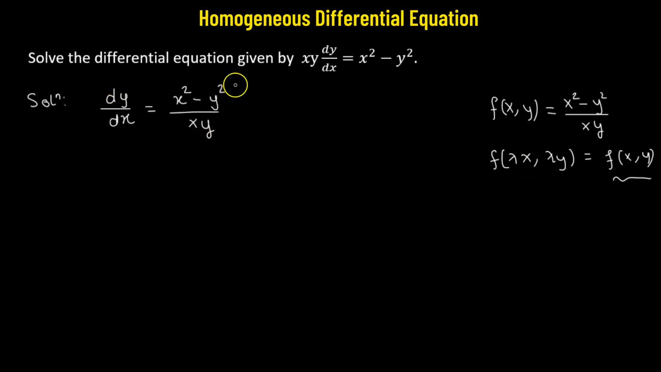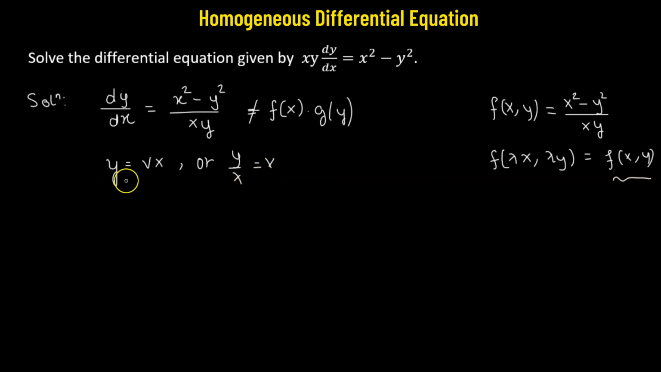Now, in order to solve this differential equation, we cannot apply the method of variable separation here because the function cannot be written as a product of two functions where one is purely a function of x and the other is purely a function of y. This is not the case here. However, we can convert it to a variable separable form if we make the substitution y equals vx, or simply put, y over x equals v.